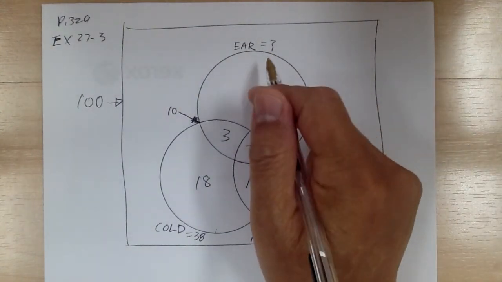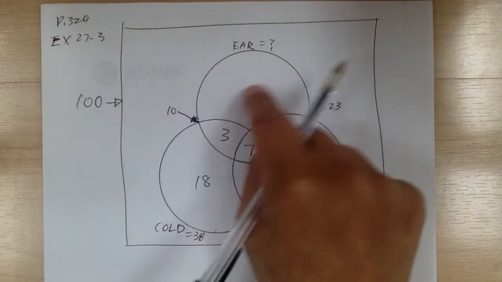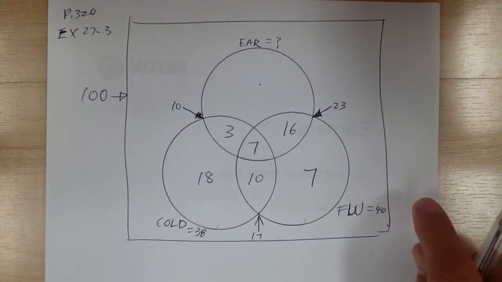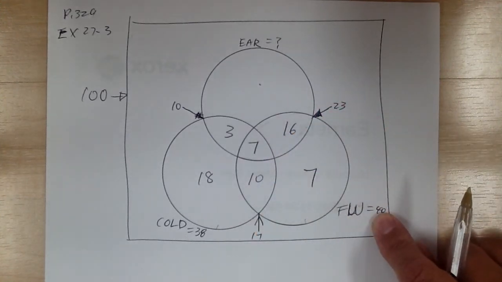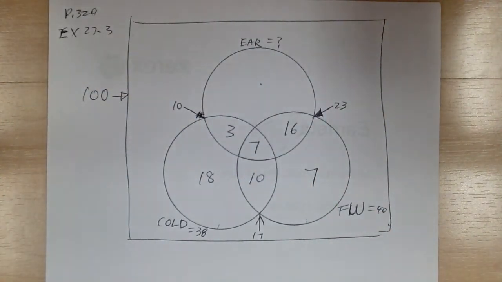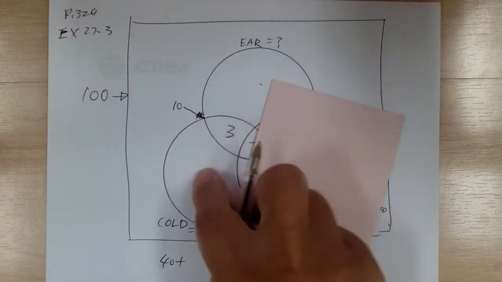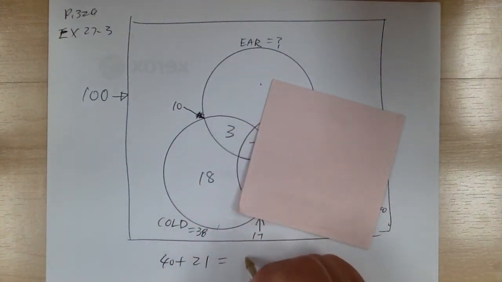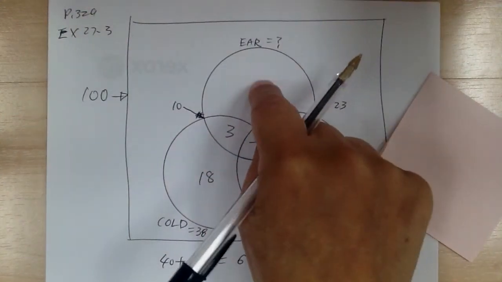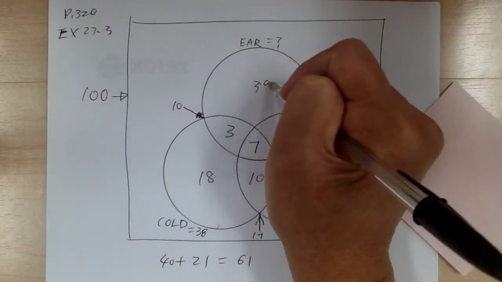Now to figure out this spot, remember they are a total of 100, right? So if you add all these numbers together, use 100 minus all these. So this is what I'm going to do. You can notice this circle is 40 already. So that's 40 plus this is 21. So this will equal 61. So the numbers that we see total 61. So this must be 100 minus 61, which gives you 39. So this would be a 39.